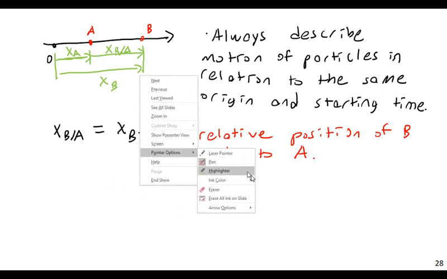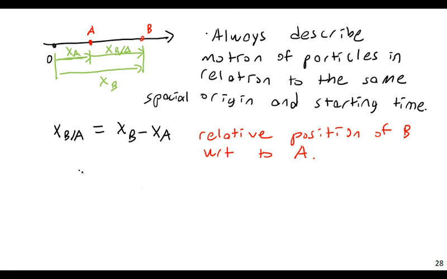And so then we could also say that XB is equal to XA plus XB/A. Okay, now that I've talked about relative position, I might want to talk about relative velocity. So again, relative position.